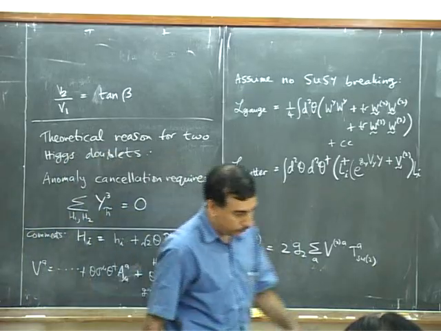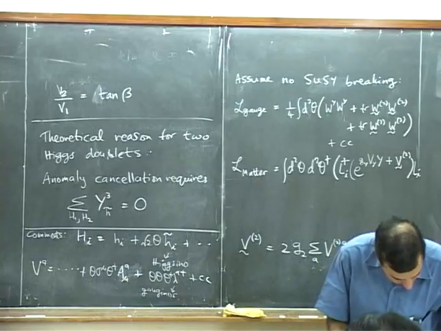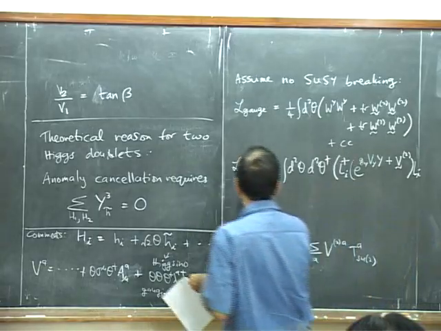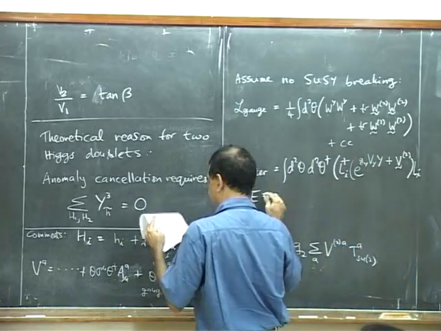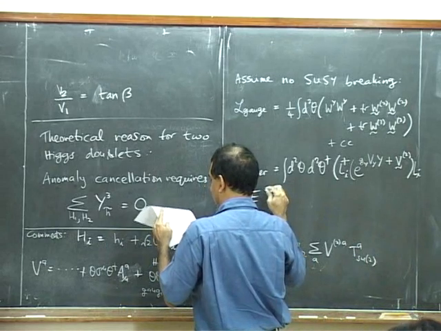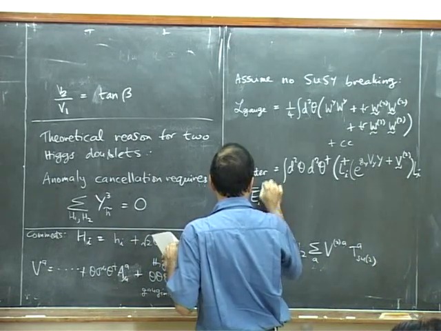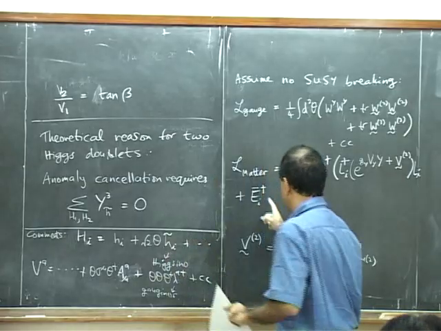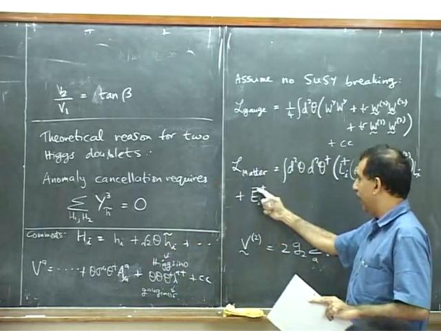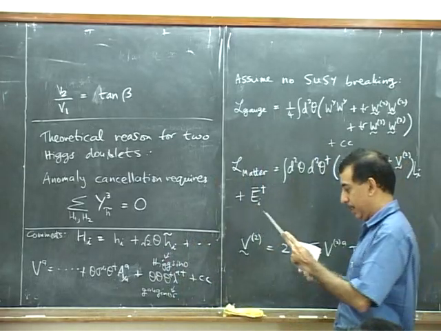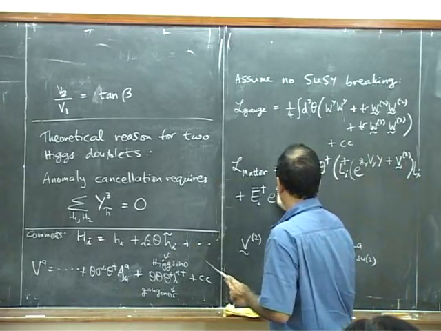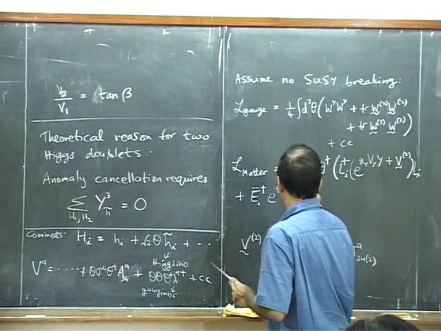So here's a term. What are the remaining terms? Well, for example, the left-handed positron has a term E bar i dagger. Remember, there is no superfield called E_i, there is only E bar i and its dagger. This has only hypercharge.